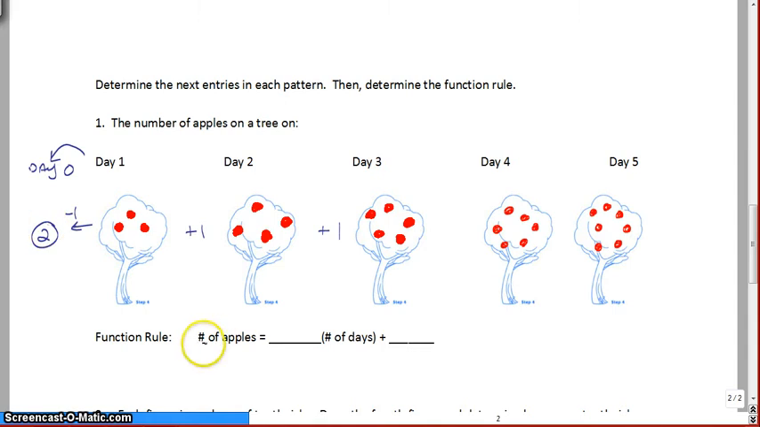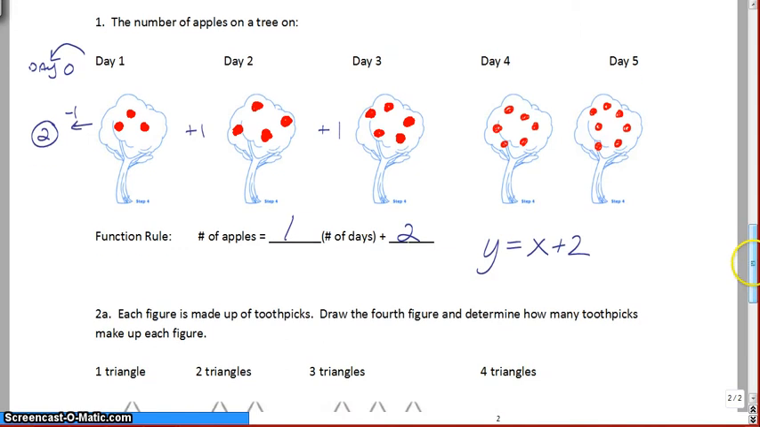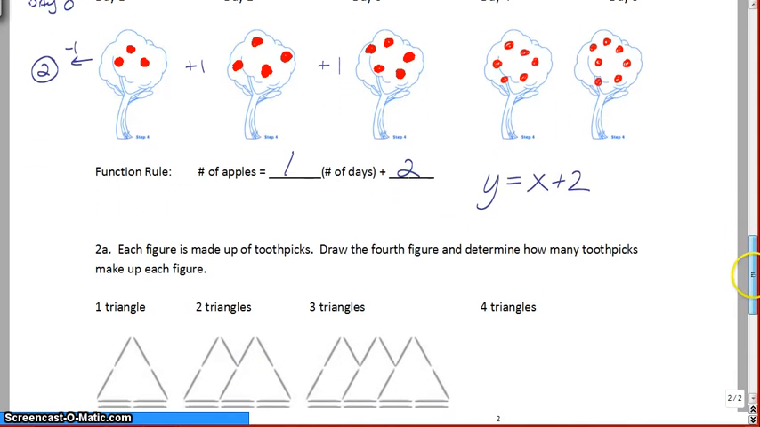So the number of apples is equal to the increase per number of days plus the original amount of apples. It increases by 1 apple per day, and we started with 2. So to write a function rule from this, all we have to do is say y is equal to x plus 2. Or you can write it as apples is equal to 1 times the amount of days plus 2, because that's how many were on the tree when it first started.